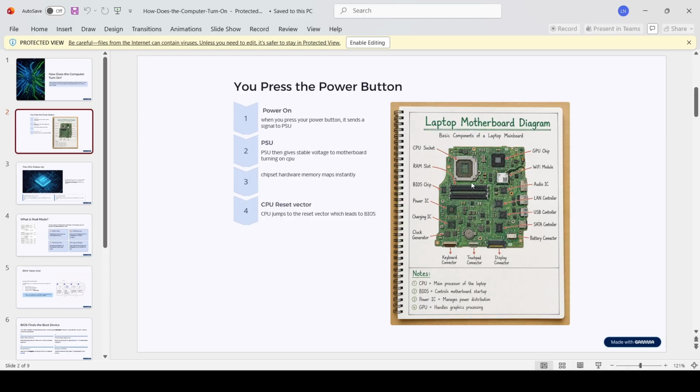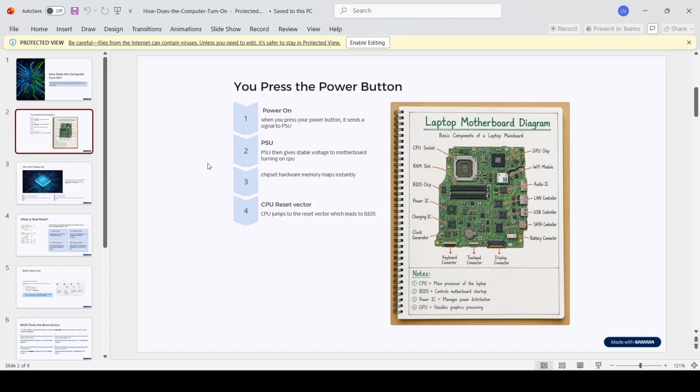The motherboard, as its name suggests, is the mother of the computer. It has a really important role in turning on the computer and managing the computer hardware. You can see that it has the CPU, it has RAM, it has the BIOS chip that we will eventually use, the power IC and charging IC, the clock for frequency, the controller, and everything.